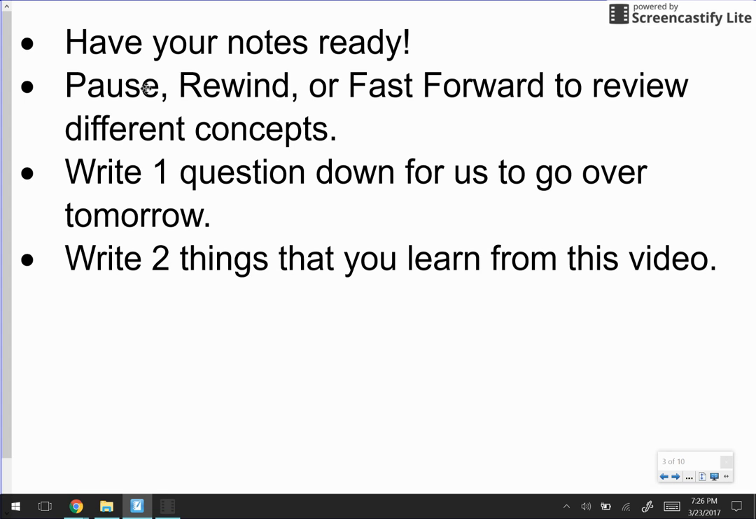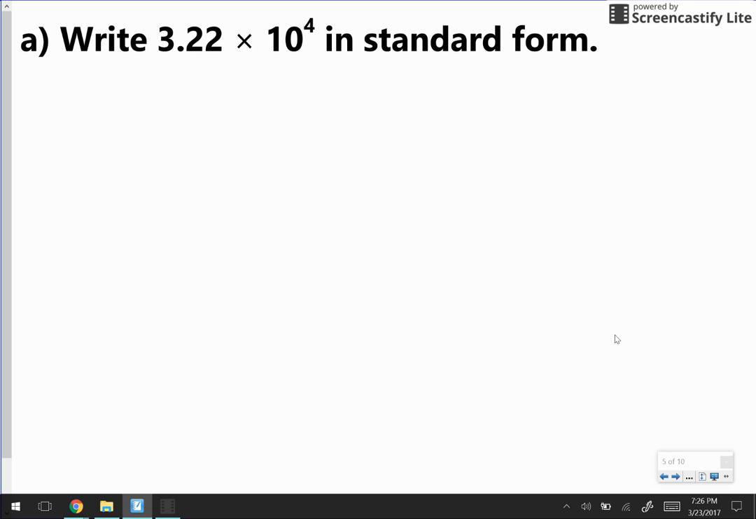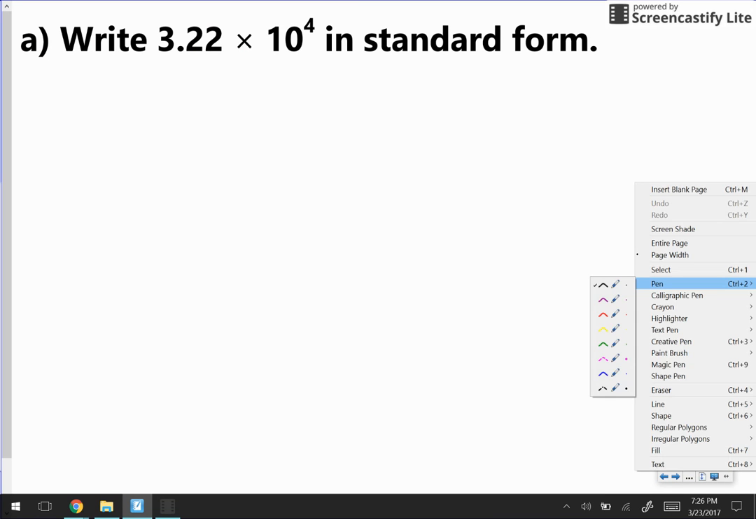Let's get started. This is an example of what scientific notation looks like. Notice that the green number has to be equal to or greater than 1, but still less than 10. And the purple number has 10 with an exponent. The 10 will always need to be there, and the exponent always has to be an integer. An integer, remember, is a positive or negative number.